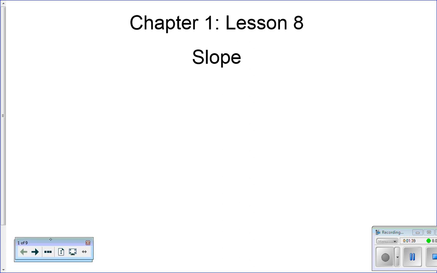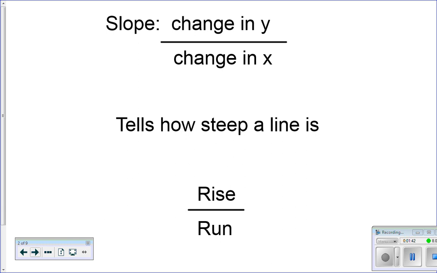Now, the definition for slope is this. This is the definition. The first thing I want you to write down is this. Slope tells how steep a line is. That's the definition of slope. Tells how steep a line is. Now you can actually put a number to slope. It's not just, oh, that hill is really high, or geez, that slope is really steep. You can actually put a number to slope, and I'm going to show you how to do that today.